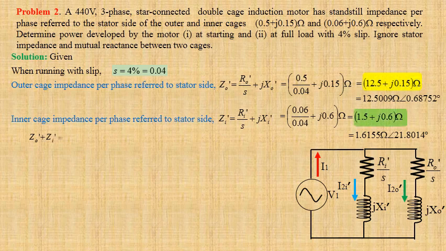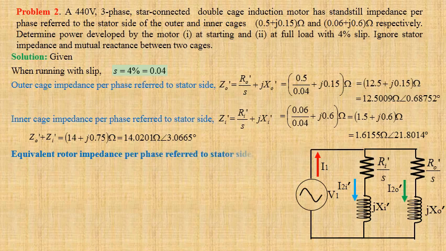Using values we get 14 plus j0.75 ohm. This may be written in polar form as 14.0201 ohm at an angle 3.0665 degree. Equivalent rotor impedance per phase referred to stator side Z2' equals R2' by S plus jX2S', that is equal to Z0' in parallel with Zi', which is equal to Z0' into Zi' divided by Z0' plus Zi'.